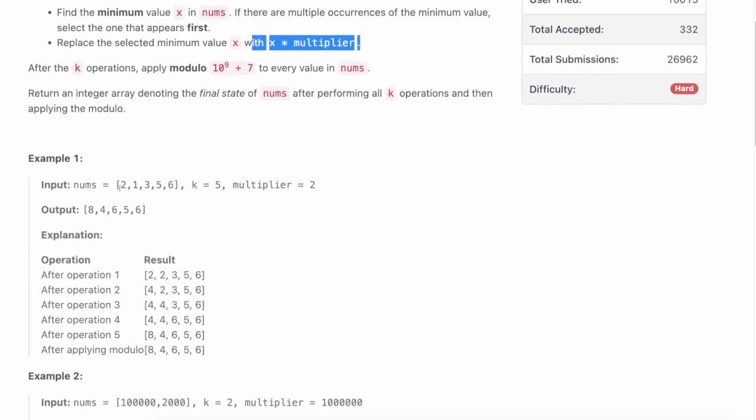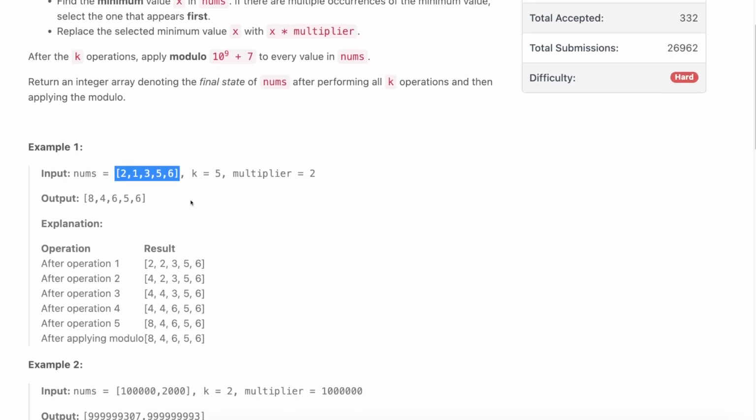So let's take an example. Let's say nums is 2 1 3 5 6, k is 5, multiplier is 2. So we need to apply the operation 5 number of times, and the value of multiplier here is 2. So let's apply the operation. We'll first find the minimum value here. Minimum value is 1. So we'll simply multiply it with the multiplier, which is 2. So the array would become 2 2 3 5 6.